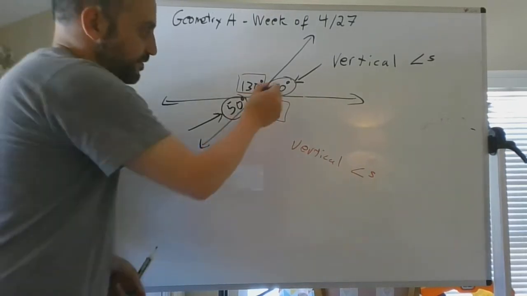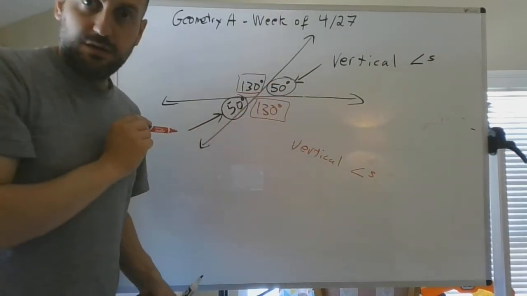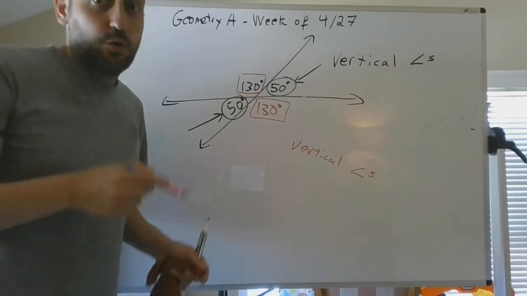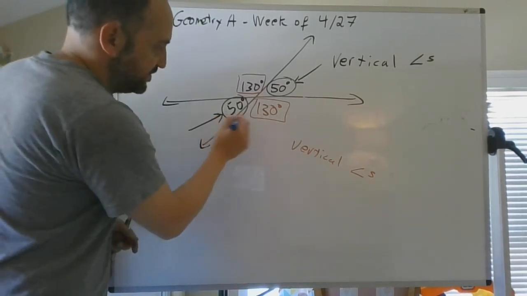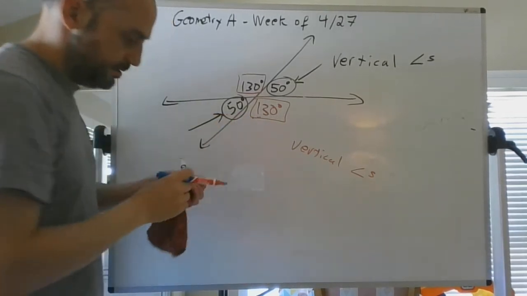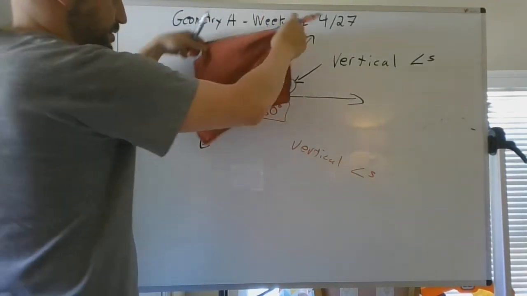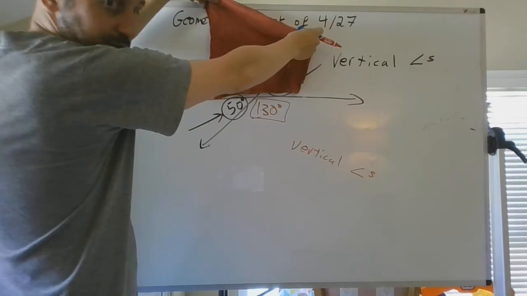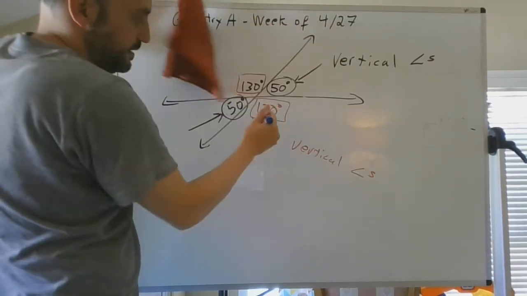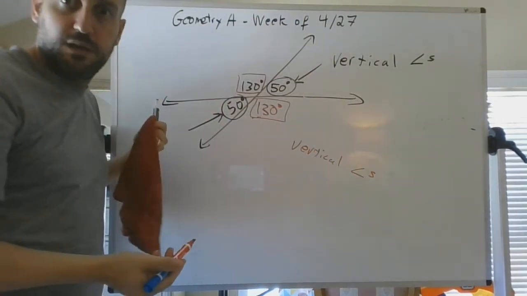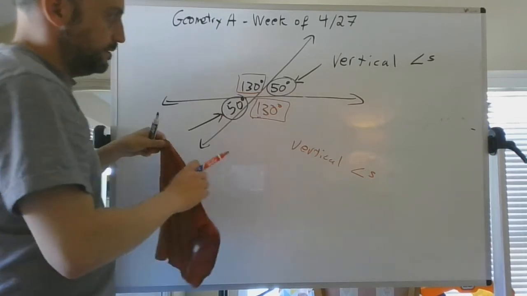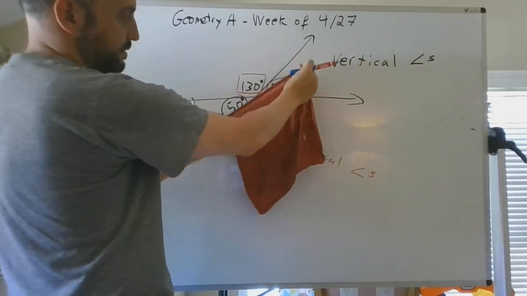Simple. What are 50 and 130? 50 and 130 are considered a linear pair or supplementary angles. This 50 and this 130 down here, they also make a line, don't they? Okay, look at that. If I cover that up, I know it's kind of hard to see, but that 50 and that 130 right here, they make a line. They're supplementary. They are a linear pair. This one right here, 50 and 130, linear pair.